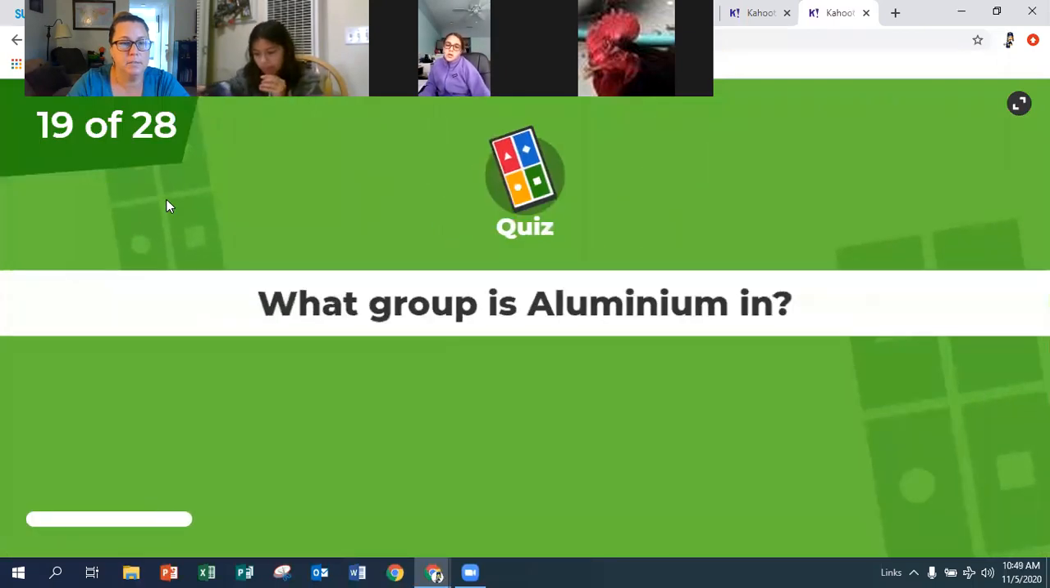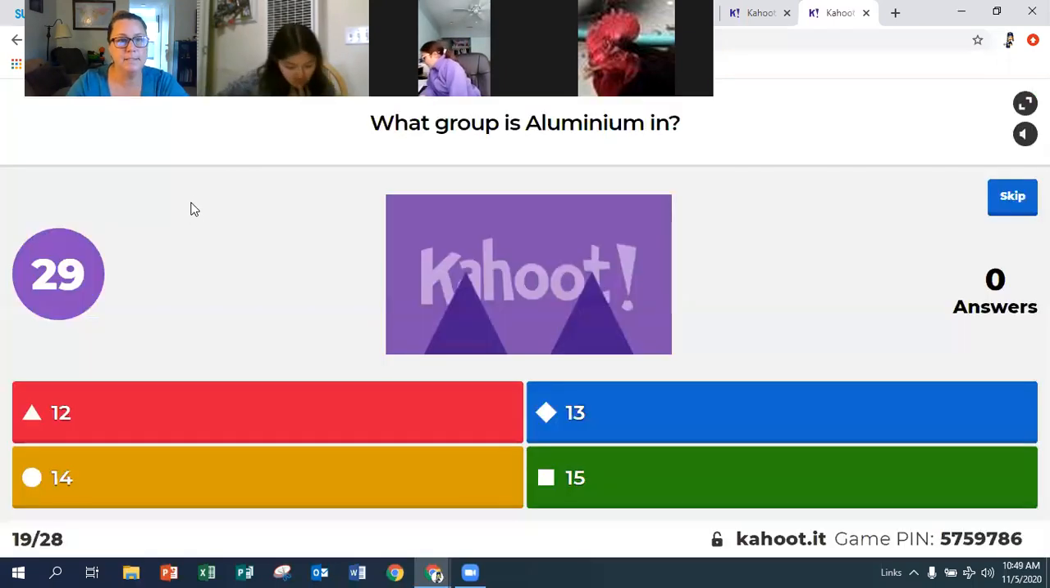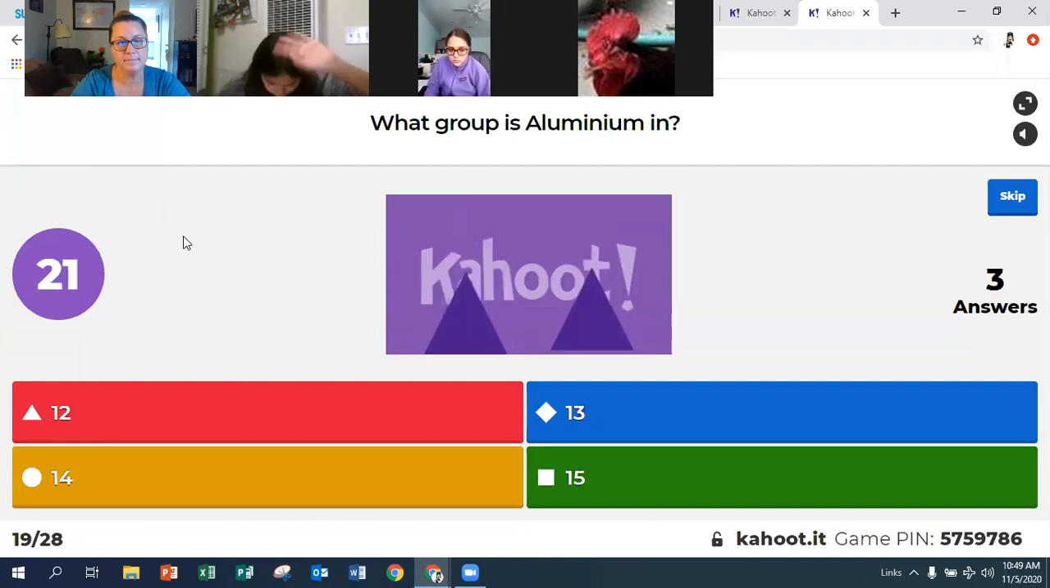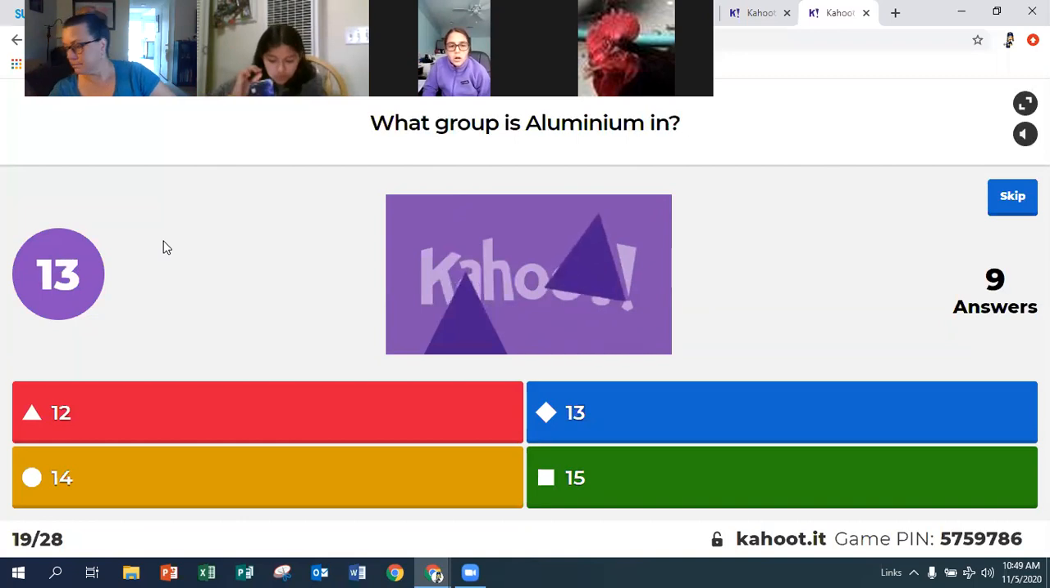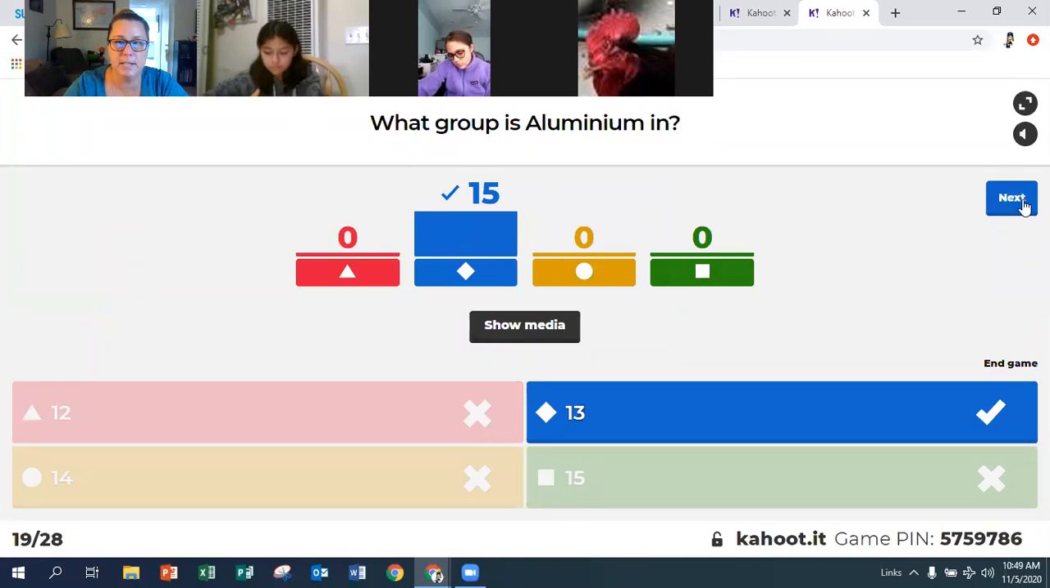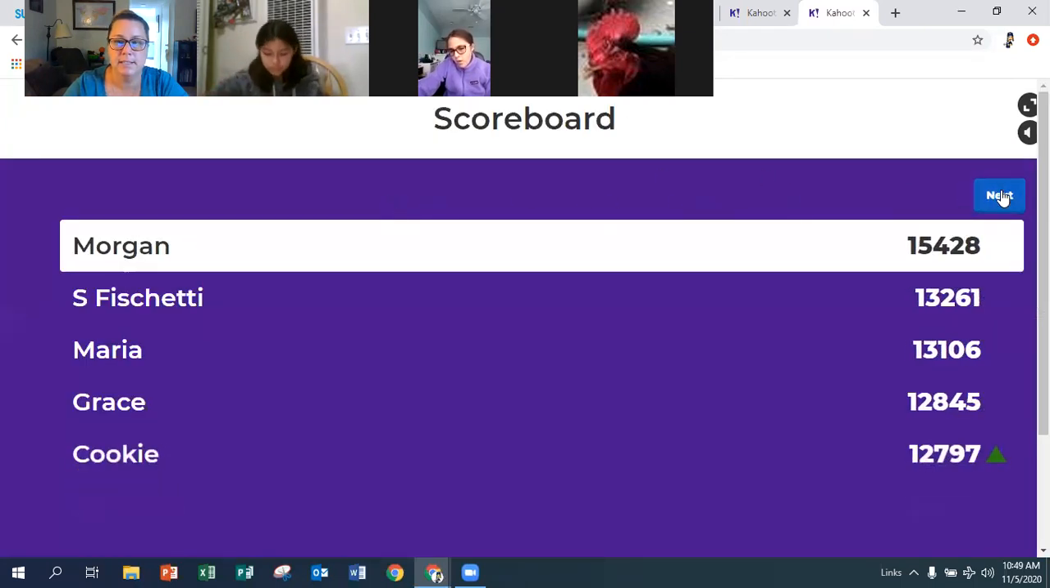Nice, Fischetti. Good movement. What group is aluminum in? Groups run north-south. Aluminum is by the staircase. Aluminum, if you look all the way over to the right, it is in group 13. Fantastic job, guys. Next question.